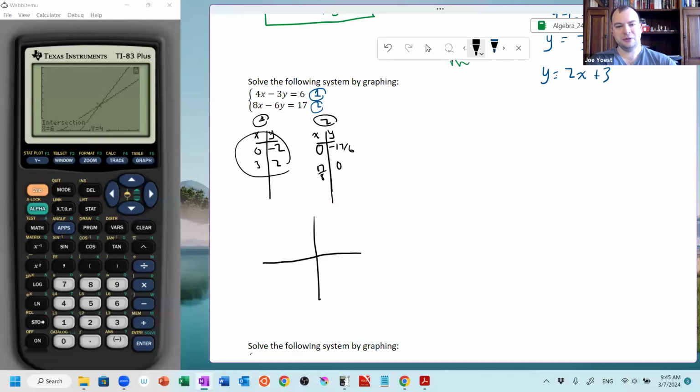These 2 points aren't too bad to graph. 0, negative 2. And 3, 2. That's not too bad. But I don't think I'm going to get very nice numbers out of equation 2.